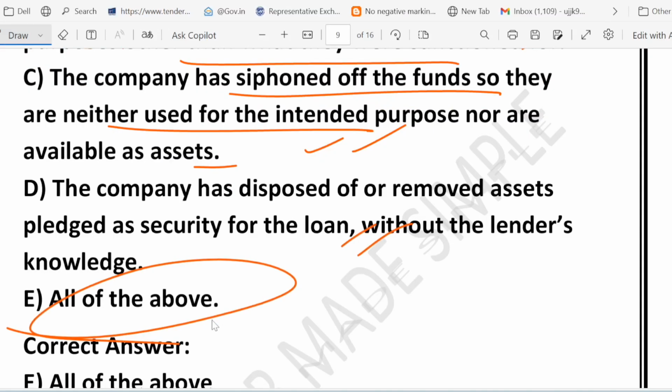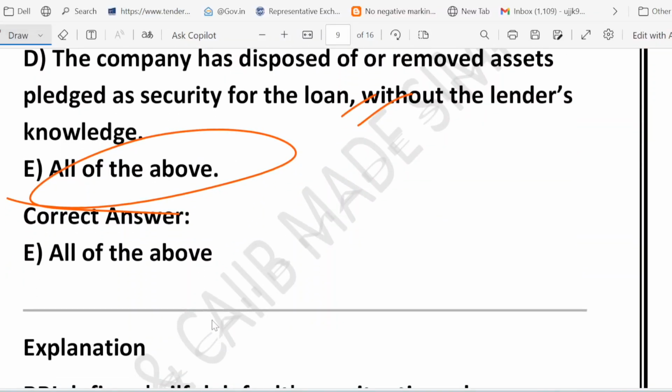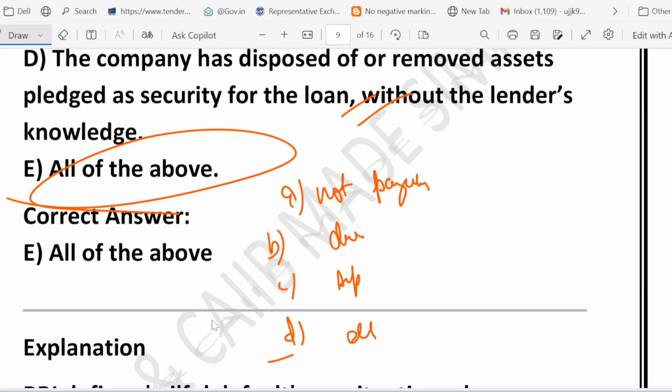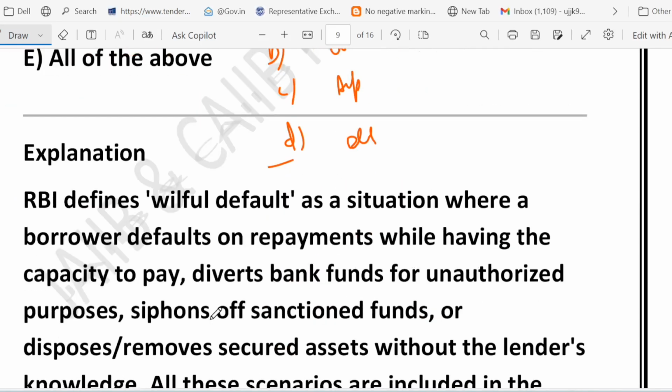Right. So remember, what we learned from this question is that willful default means deliberate wrongdoing, not genuine inability. Four main reasons I told you. First of all, not paying despite ability. B, I told you, diversion. C, I told you, siphoning. D, I told you, selling the asset or removing the secured asset. I hope that makes sense to you.